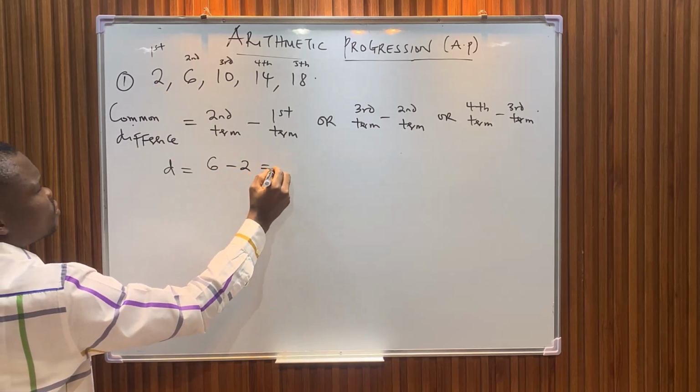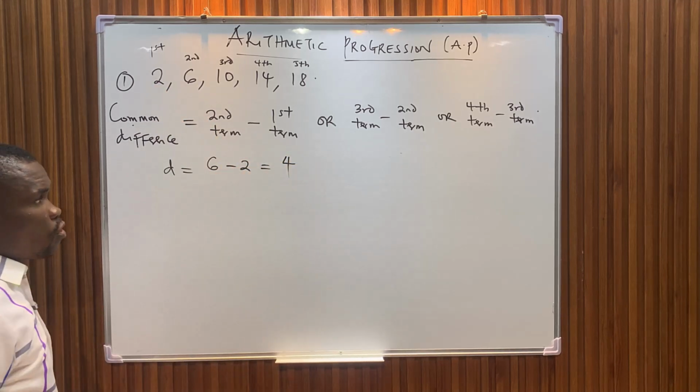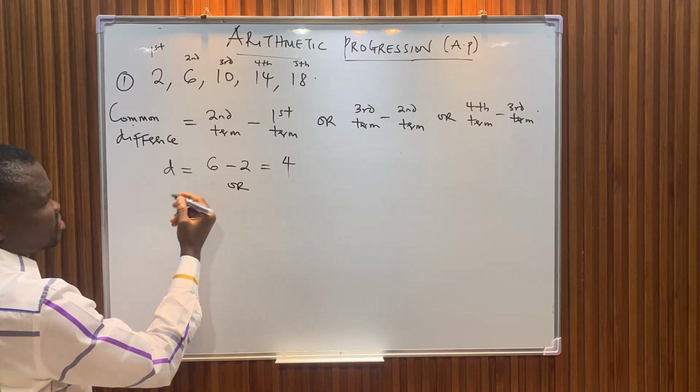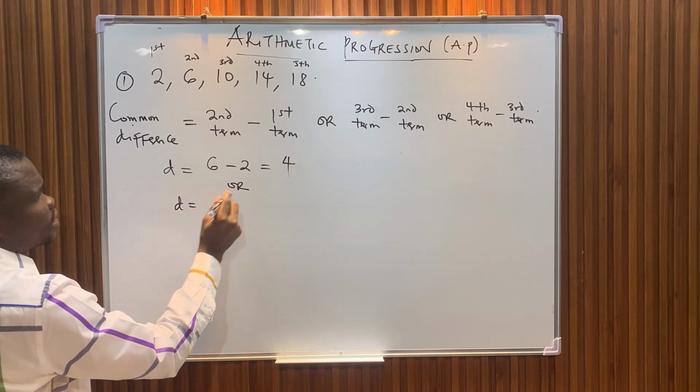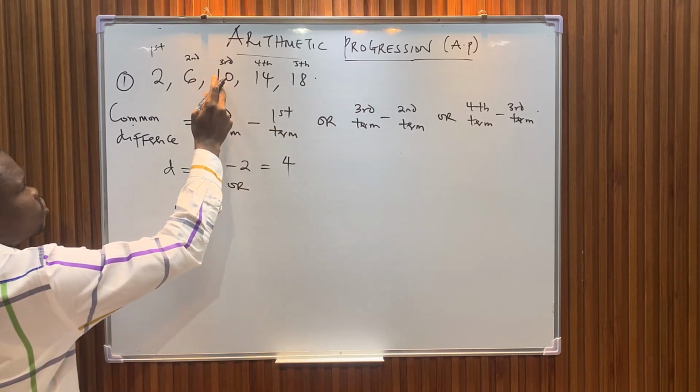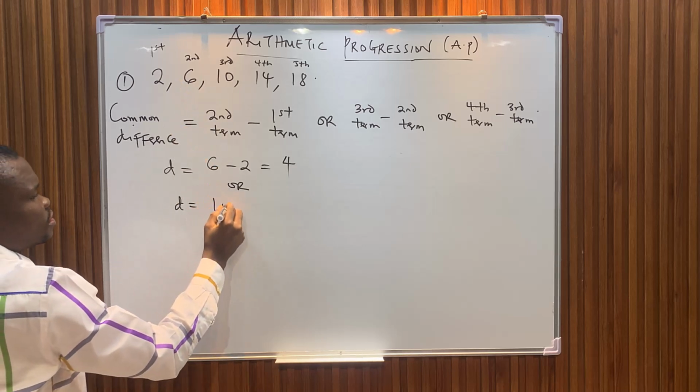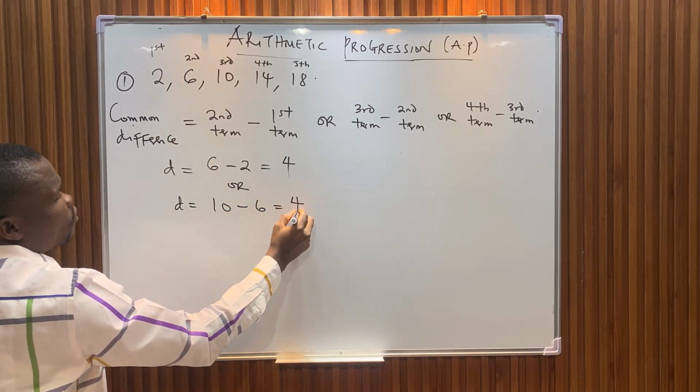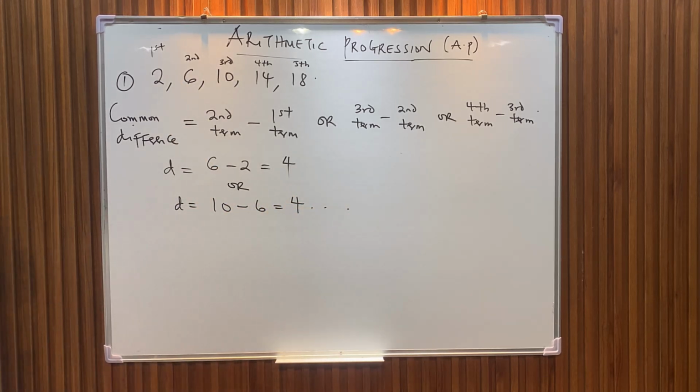6 minus 2, that gives me what? 4. Or I can still use third term minus second term. That's the third term, 10, minus 6. And that gives me what? 4, and so on. So the common difference of this sequence is what?